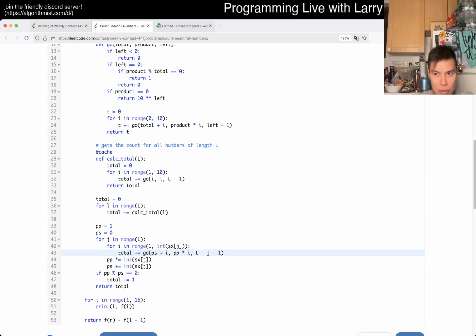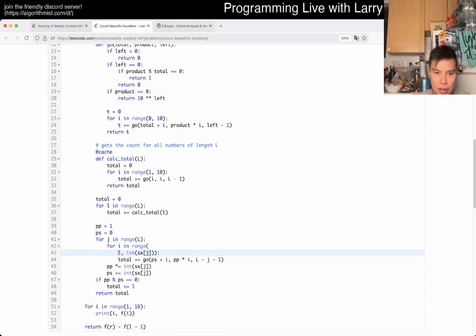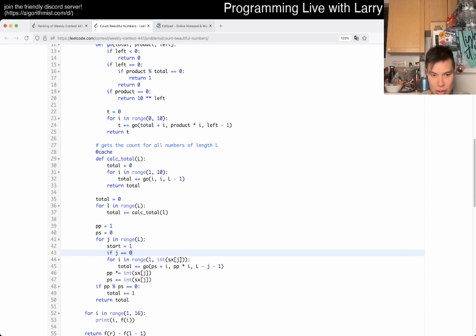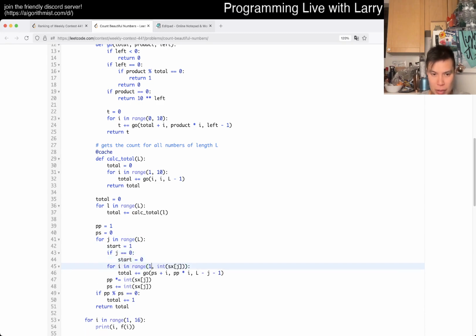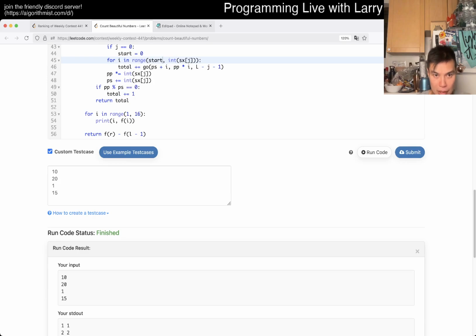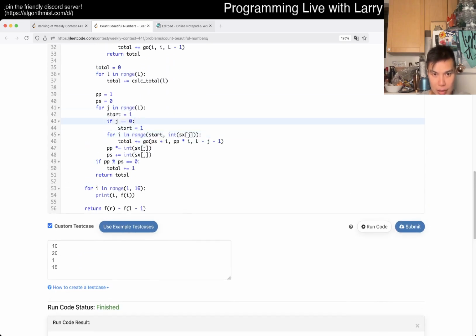Oh. Oh, I know. Because of the rest of the digits, it should be 0. That's why. Okay, so that's why this is so awkward. If start is equal to 1, if j is equal to 0, start is equal to 0. That's pretty awkward though, but it's fine maybe. Actually, it's the other way around, I think, actually.